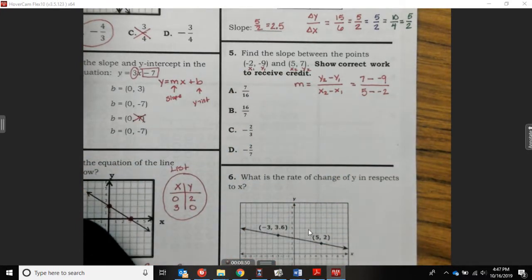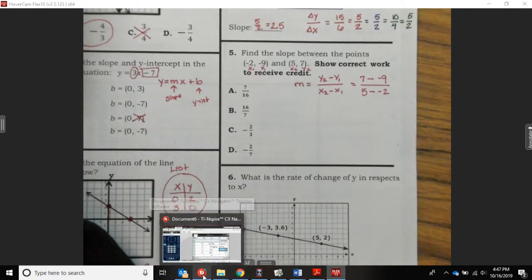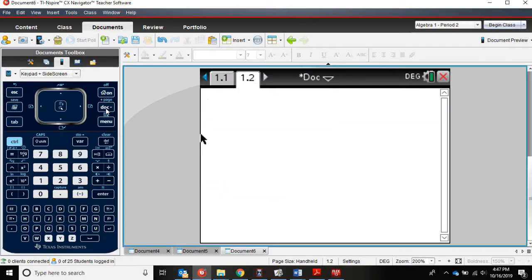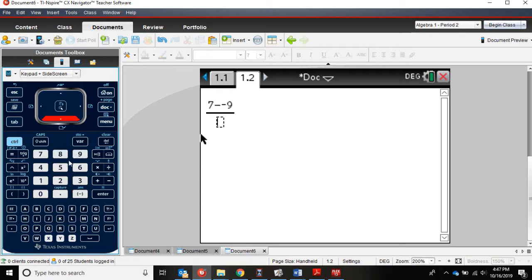And so if I go to my calculator, and I'm going to add a graph page or a calculator page, Control Doc lets you add pages, and I'm going to type this in, Control Divide, just like a fraction, 7 minus -9. On the bottom, I have 5 minus -2. So my answer is 16 over 7.